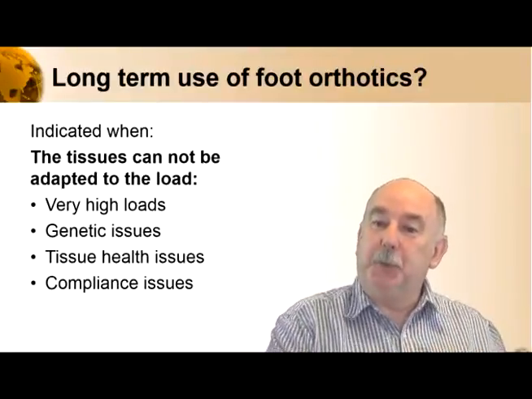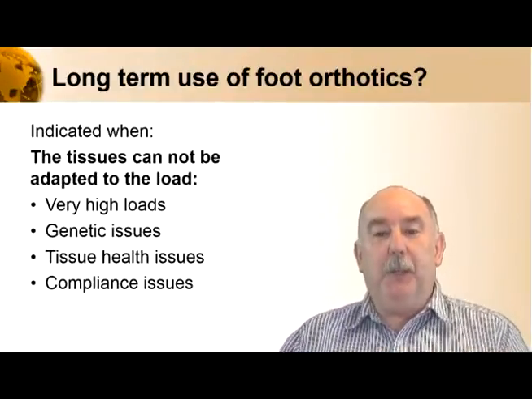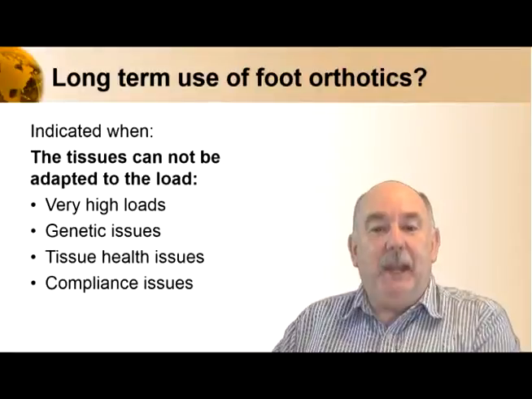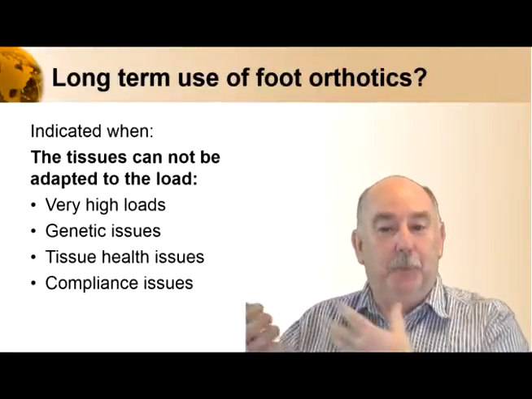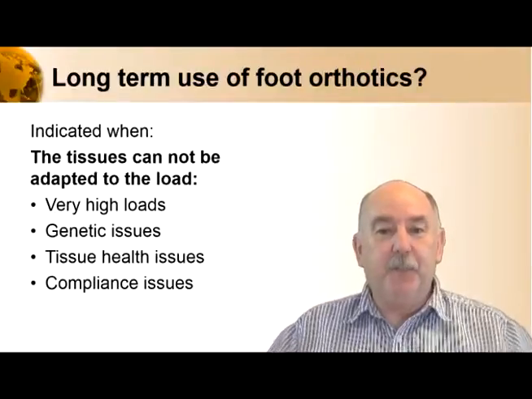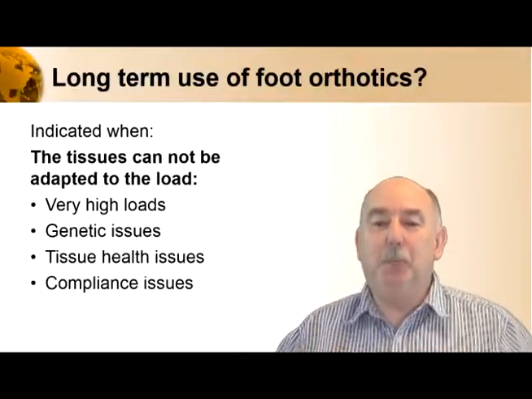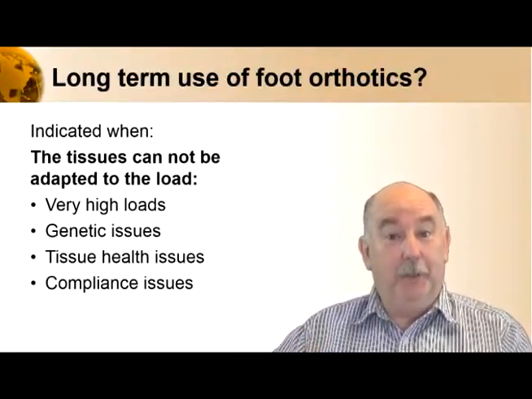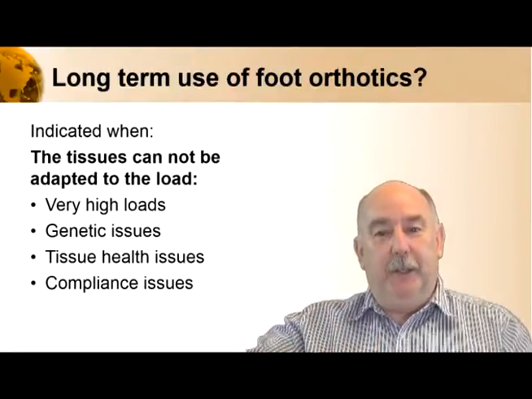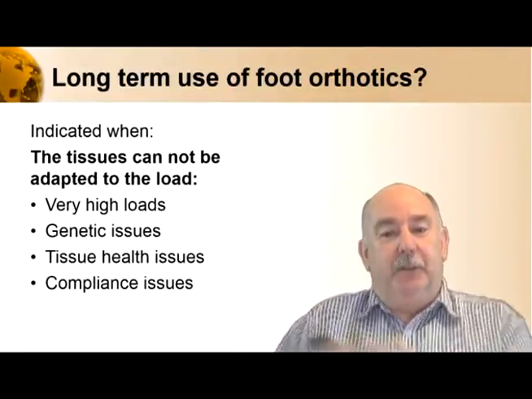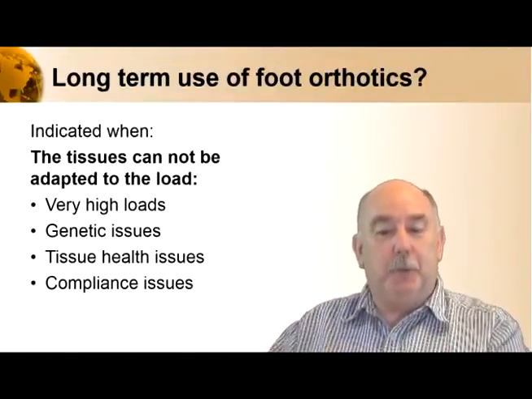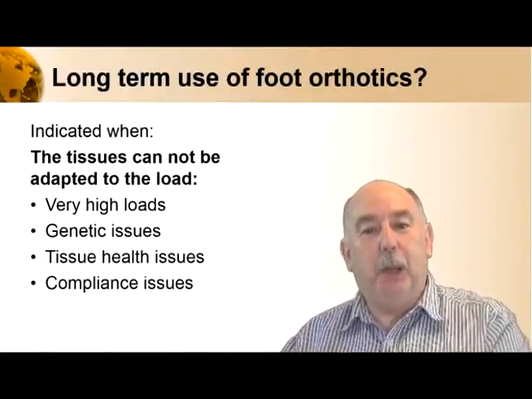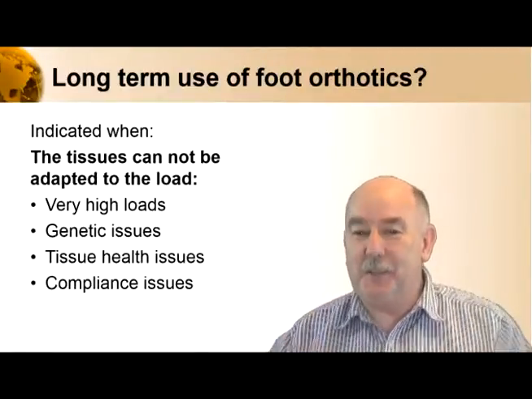I mentioned earlier the potential genetic risk factors for posterior tendinopathy. In those people, the ability of the tissues to adapt to the load appears to be impaired somewhat. So they are better off in a long-term load reduction strategy. Tissue health, if the tendon is not healthy, and of course compliance issues. It does take a lot of effort to comply with the eccentric loading programs and the slow progressive adaptation. And if the patient or the client or the runner is not prepared to do that, they will benefit from a more long-term load reduction plan with foot orthotics with the right design features.